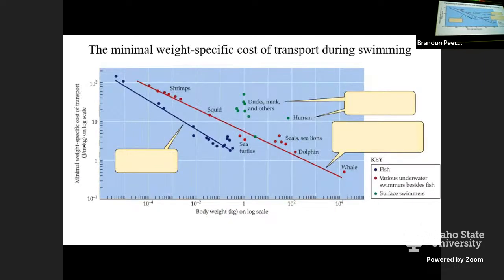So if we move into this, it's that same chart. I blocked out those text boxes because I think they're very distracting. This is specific to swimming. So this is all the data from that last slide, but just for the swimming organisms: fishes, underwater things that aren't fishes, and things that swim on the surface. So go ahead and talk to each other about this. It's the same scales, same axes.